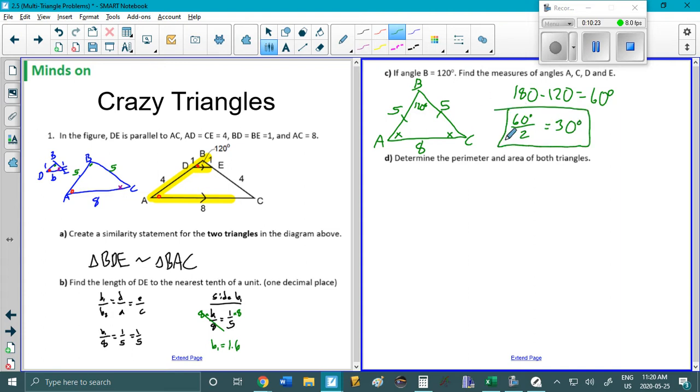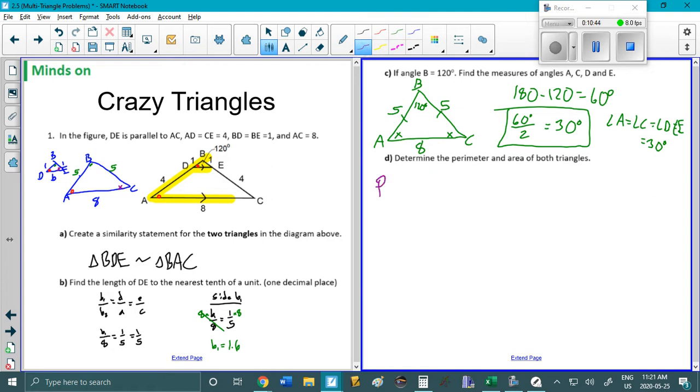Just like that, we get 30 degrees. So that means that angle A equals C equals D equals E equals 30 degrees. So all of those other angles are 30 degrees because they're similar triangles and the angles in both are the same.